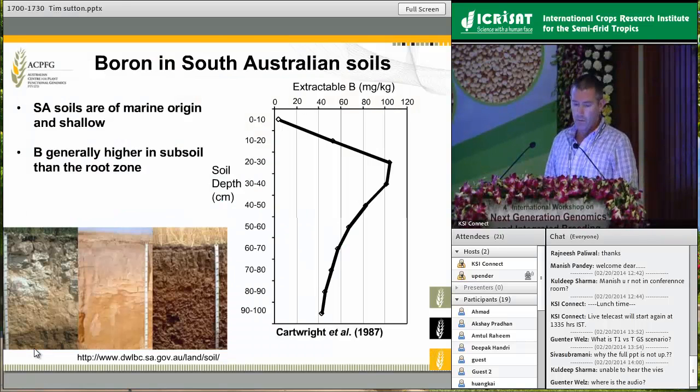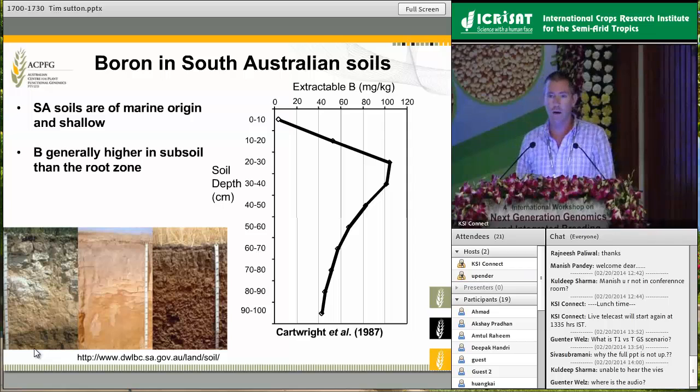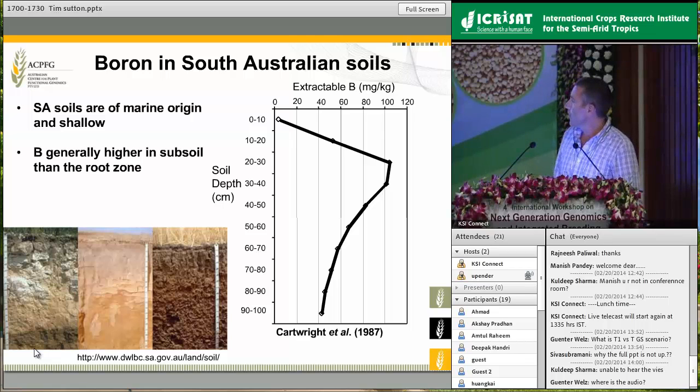So we have soils of marine origin in Australia, and that's basically the reason why we have a big problem with boron. Seawater is high in boron. Soils laid down as marine sediments typically are high in boron. We have very shallow soils also in South Australia, and you can see here just going down through the soil profile we have a really large increase in soil boron down to about 20 or 30 centimetres in the profile.